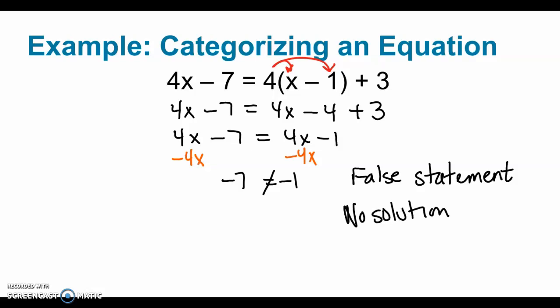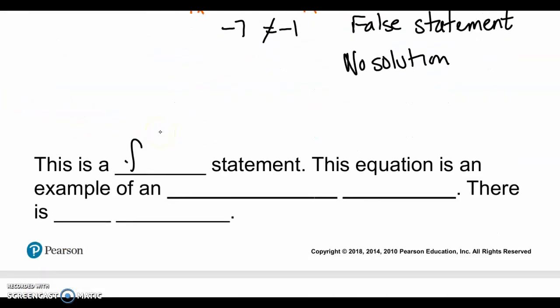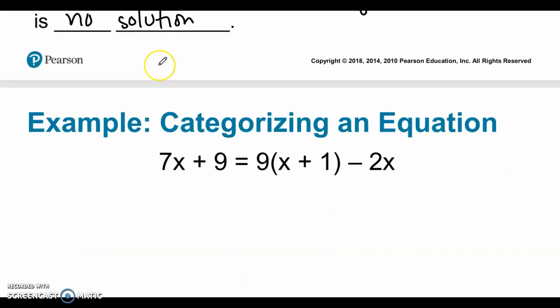So let's fill in the blanks below. It says this is a false statement. This is an example of what's called an inconsistent equation. So of the three definitions we talked about above, this would be an inconsistent equation. There is no solution here. Let's look at the next one.